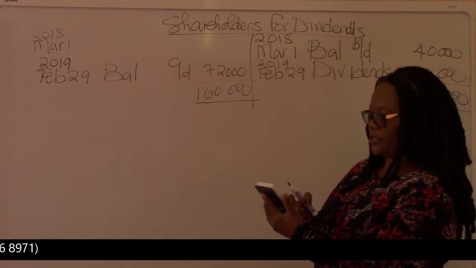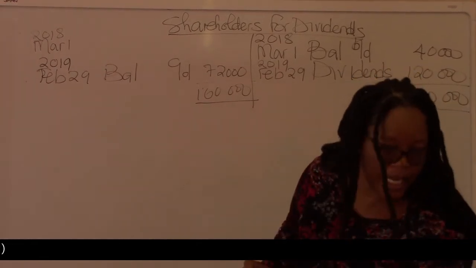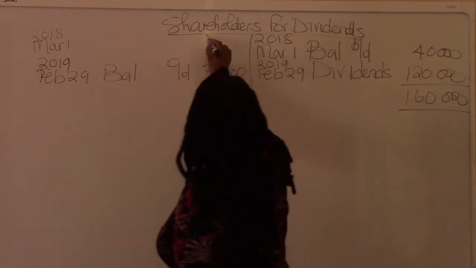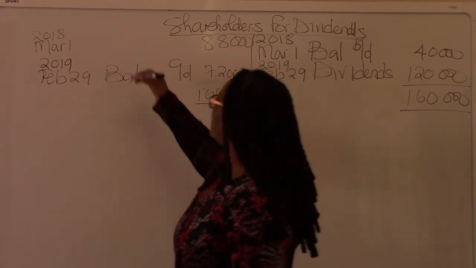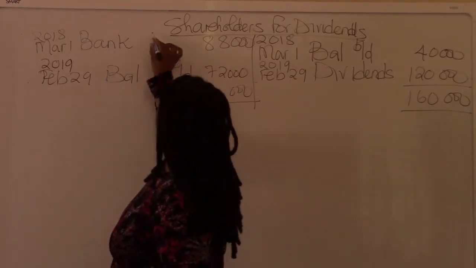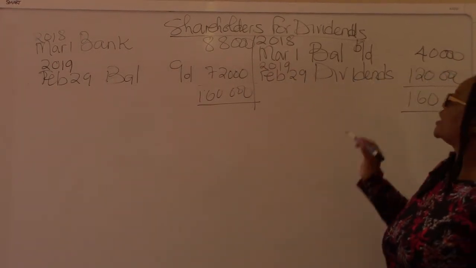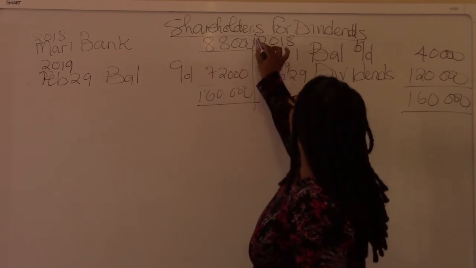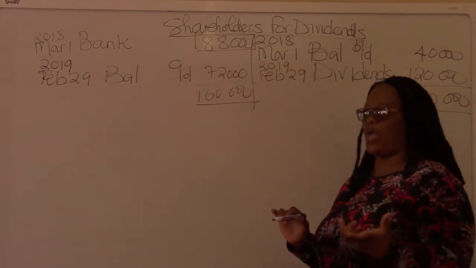Then 160 minus 72, we get 88,000. What is this 88,000? This is what was paid. This is what we were looking for. So this is the amount that goes to our cash flow statement as dividends paid.